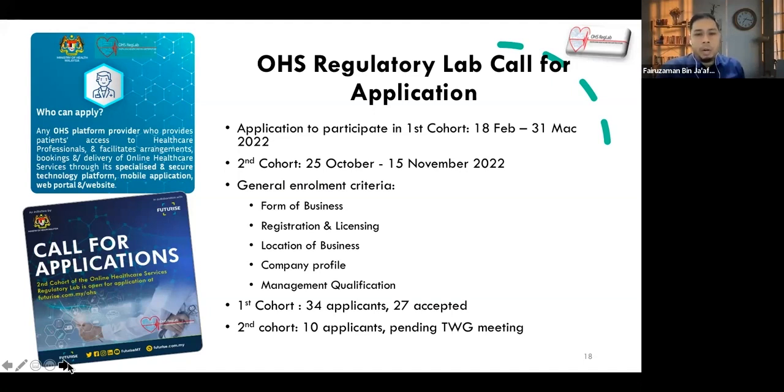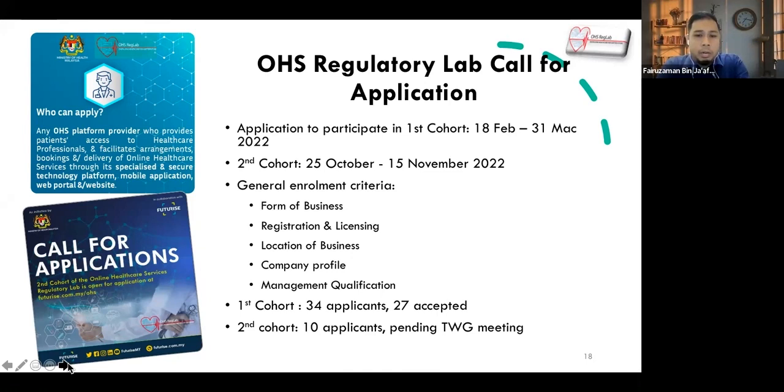So for the general enrollment criteria, for now, it is very loose actually. The platform providers must have a form of registration at SSM. The company must be registered in Malaysia. They must have a presence in Malaysia and also have a PIC. And also they must give some sort of company profile to us for us to understand more about their services, and also need to declare the qualification of their management board of directors. So for the first cohort, there were 34 total applicants with completed submissions that we received, and after the technical working group evaluation, there were 30, and 27 signed and accepted the terms and conditions and are officially operating inside our regulatory lab.